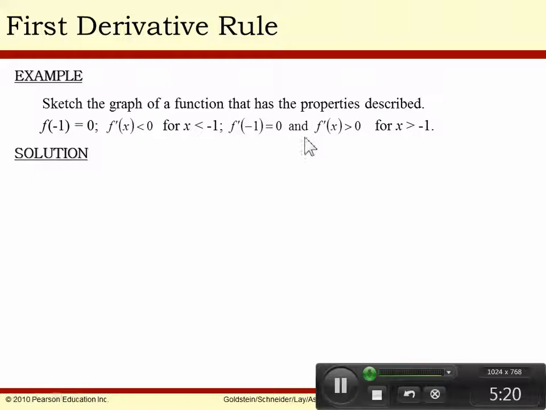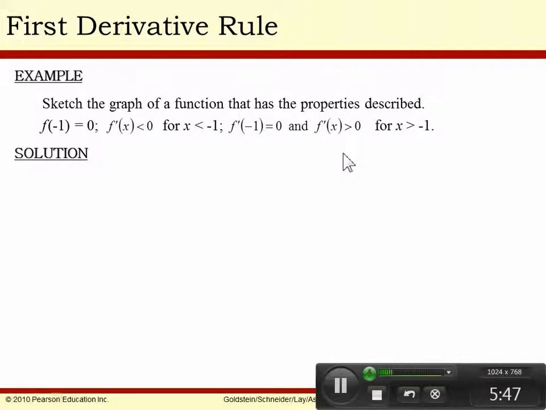Increasing, right. F prime of x greater than 0 means the function is increasing. When is this true? When x is greater than negative 1. So here's what the function is going to do. At negative 1, the value of the function is 0. If we're less than negative 1, the function is decreasing. If we're greater than negative 1, the function is increasing.